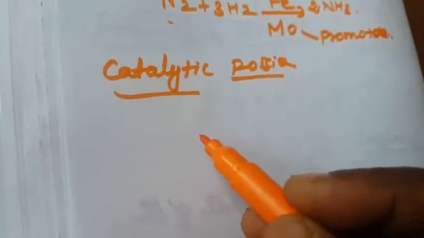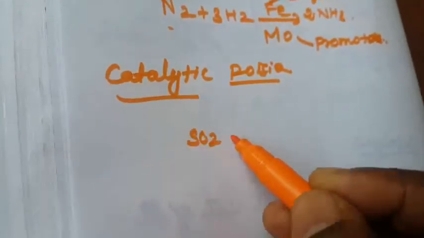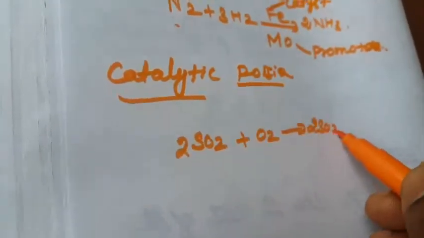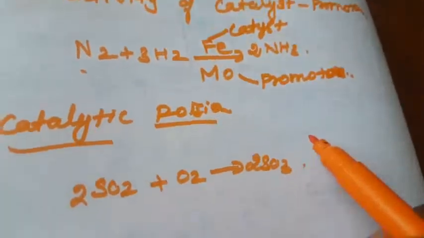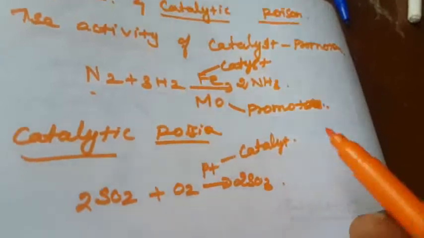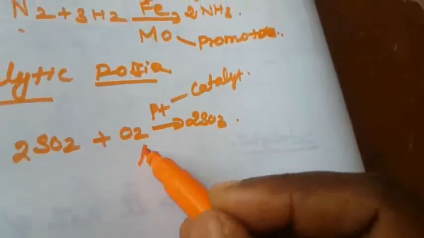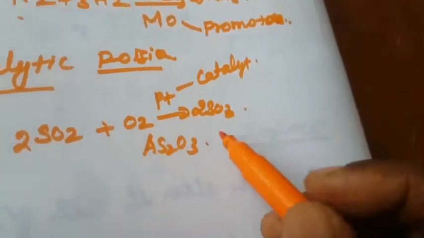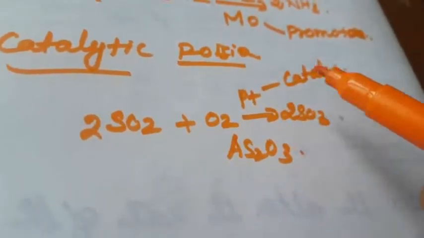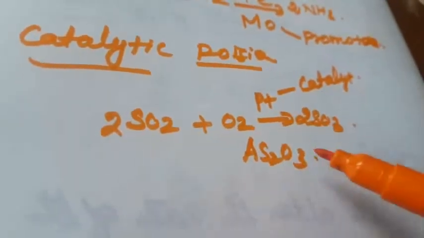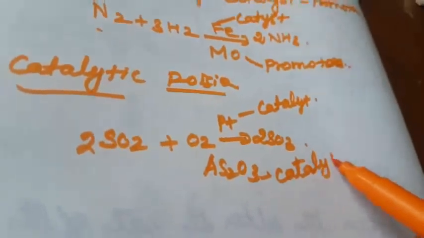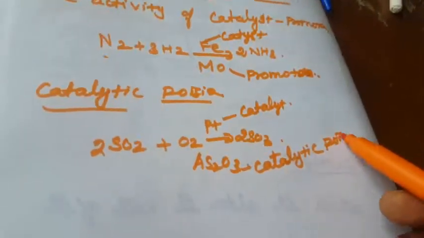Say for example, here SO2 to SO3 in the contact process, right? In this contact process, platinum is used as a catalyst, but here arsenic oxide, As2O3, is a catalytic poison. This catalytic poison destroys the activity of the platinum. So here As2O3 is a catalytic poison. Okay, so this is another one.